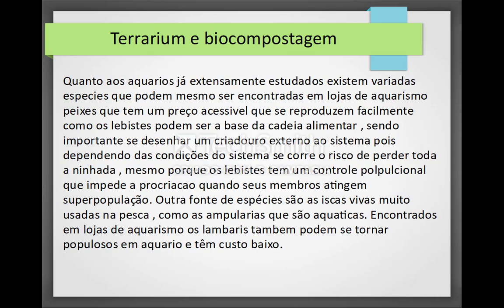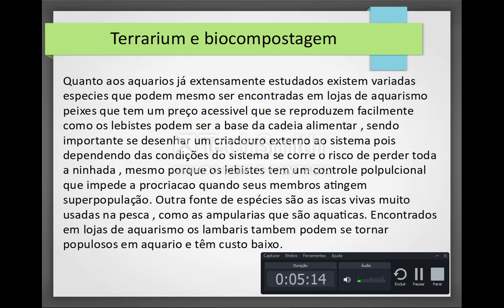As for the aquariums already extensively studied, there are several species that can even be found in fish stores that have an affordable price and reproduce easily, such as guppies, which can be the base of the food chain. It is important to design a breeding ground outside the system because, under system conditions, there is a risk of losing the entire litter, not least because the geckos have population control that prevents procreation when their members reach overpopulation.